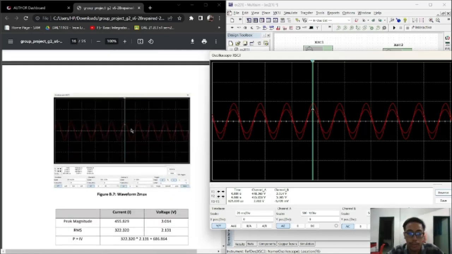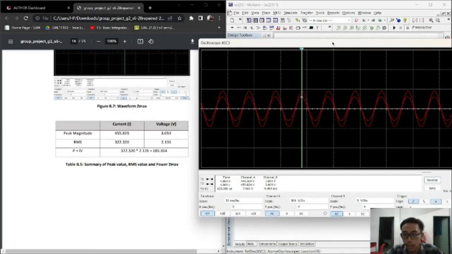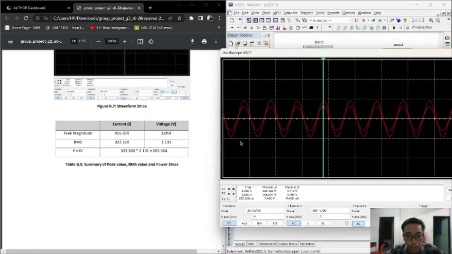Using the formula P equal to VI, we can get the value of power of ZMAX. The values from the oscilloscope we pick, we have to convert to the RMS value, which is dividing by the square root of 2. So we get the RMS value.